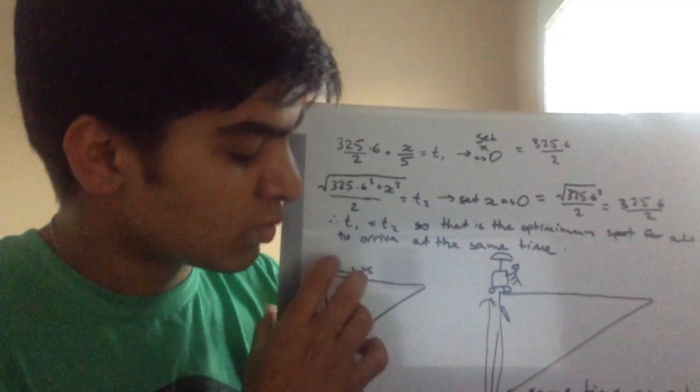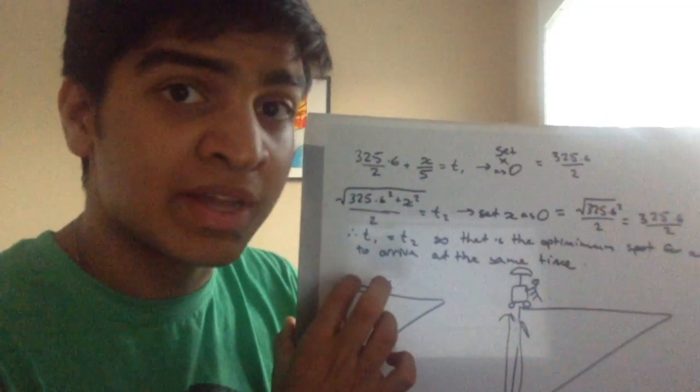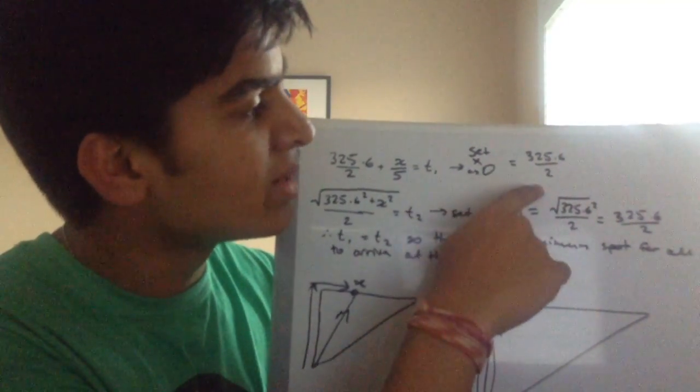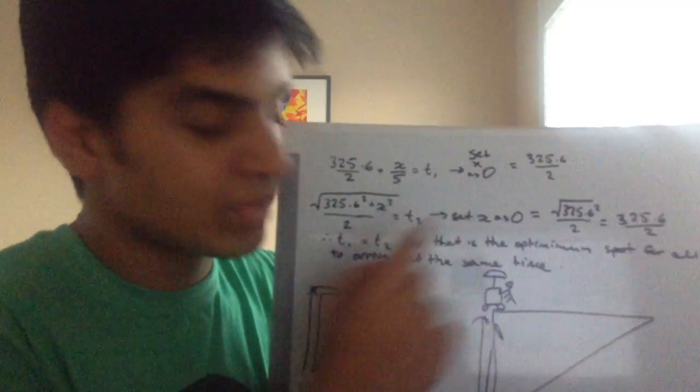And so in that case, we're saying X is 0 because he doesn't have to travel anywhere in X. And so if you set X as 0, it becomes 325.6 divided by 2.